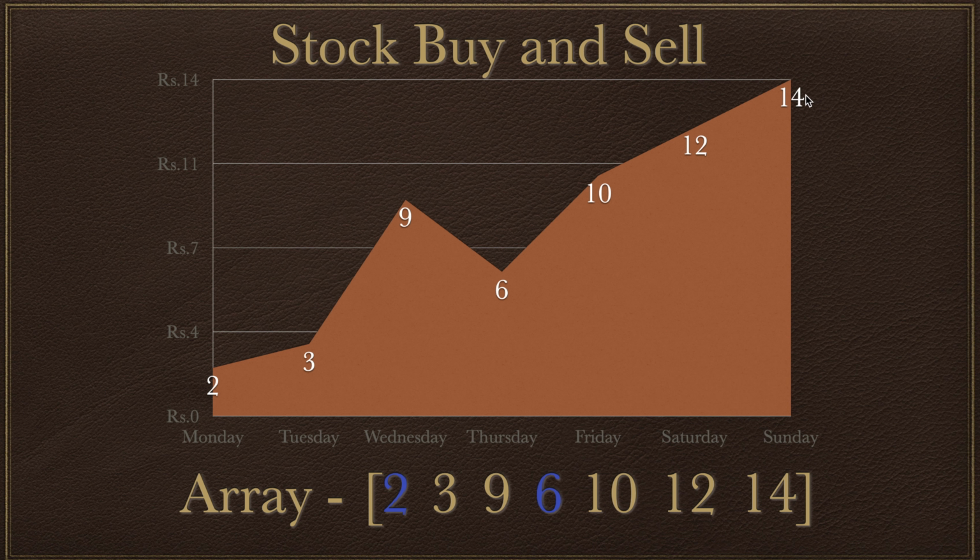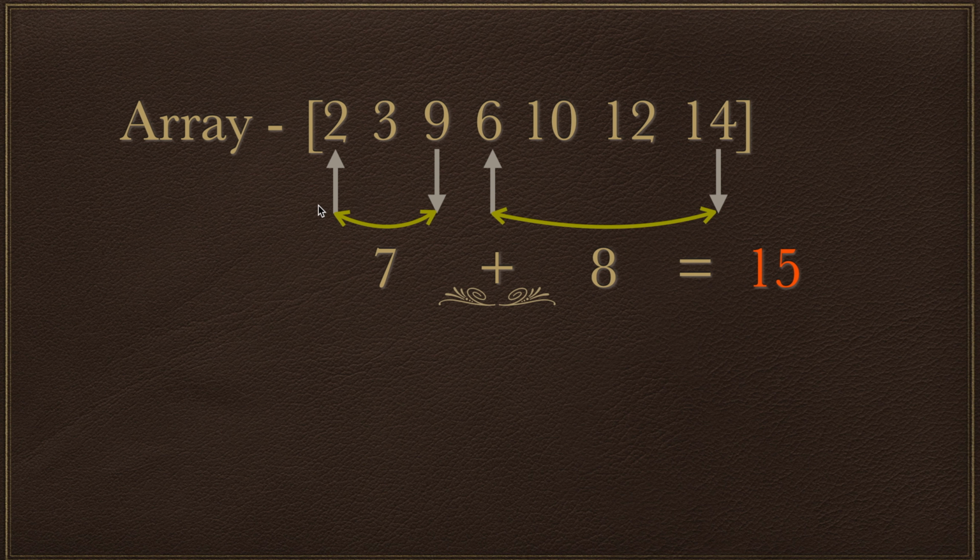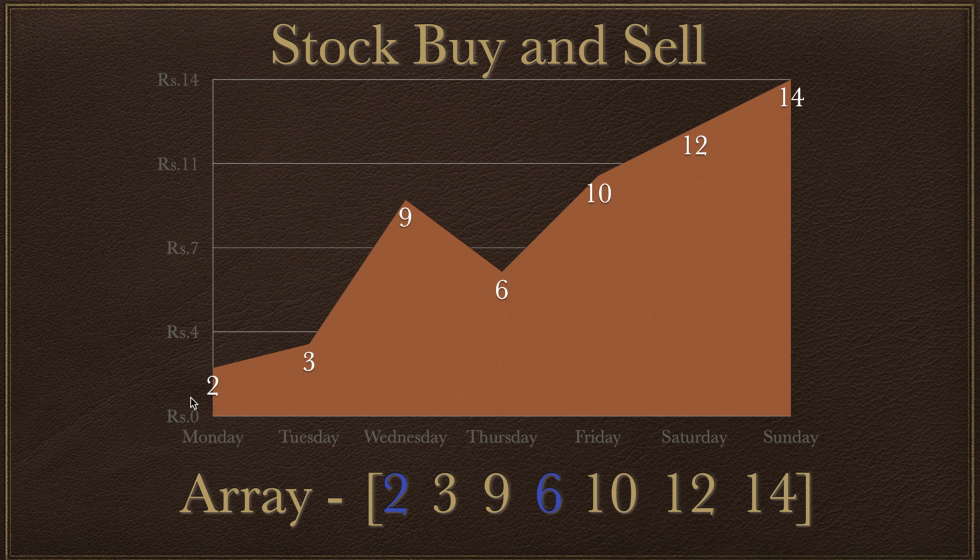So here you can see, let me show you. I'll make some profit from here to here, that is, I'll make a profit of 7, and from 6 to 14 I'll make a profit of 8, and the total profit comes out to be 15. We will basically find the minimum and the maximum points in our array. Here you can see our minimum points are 2 and 6, our maximums are 9 and 14.